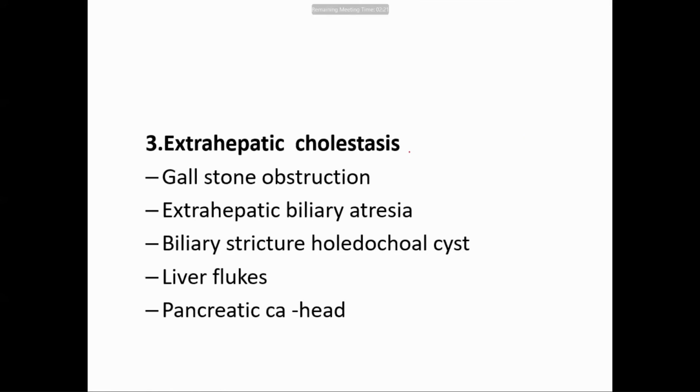And then we come to extrahepatic cholestasis, that is outside the liver: gallstone obstruction, extrahepatic biliary atresia, that is the bile canal did not form, and biliary stricture, choledochal cyst, liver fluke, this is a parasite in the liver, pancreatic carcinoma, head of the pancreas, that will block the common bile duct. So these are the extrahepatic causes of jaundice, that is cholestasis.